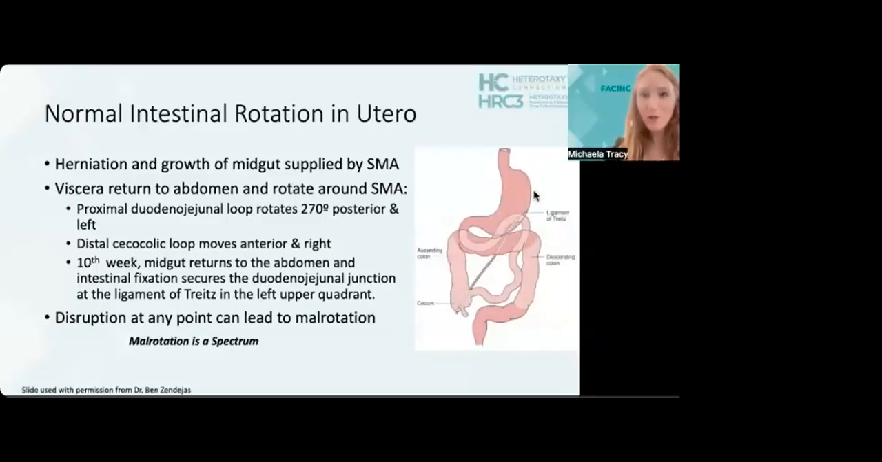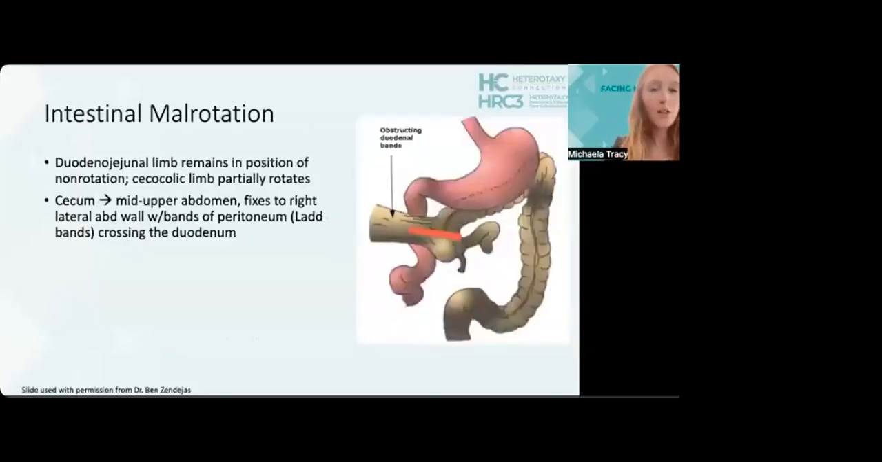This is a complex process, as you can imagine. So disruption at any point during that process can lead to malrotation, but every malrotation can be different. There's a spectrum of things that can go wrong, which leads to a spectrum of different options. The most common intestinal malrotation refers to when the duodenal jejunal limb, which is this right here, doesn't rotate at all. It's non-rotated. So instead of having that nice C-sweep we saw before, it just goes straight down. And then the cecocolic, which is again the large intestine, partially rotates, but it doesn't come all the way down to the right lower quadrant. So instead of being down here, it's up in your mid-abdomen.